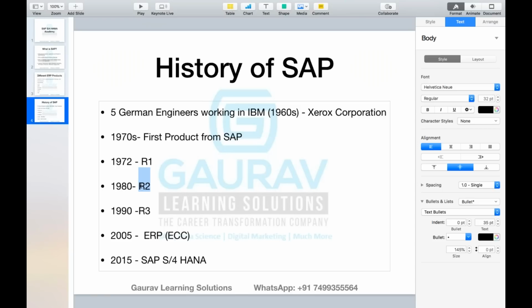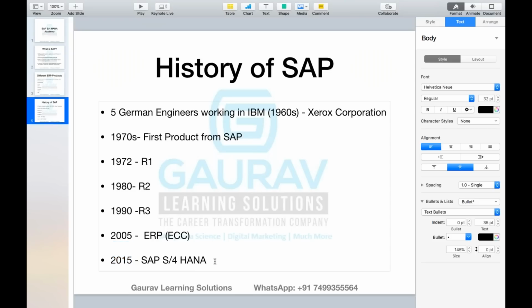Maybe hardly 1 or 2% of the customers will be using R2. But there are still a good amount of customers, around 30%, still using R3. So definitely you need to have a simple idea of R3. Another 40-50% of the customers are using ECC, and only 5 to 10% of the customers, even 5% would be more, I think, because it is comparatively a new product. Many companies have started implementing, but they have still not completed their implementation. So hardly 5% of the companies are using SAP S4 HANA.